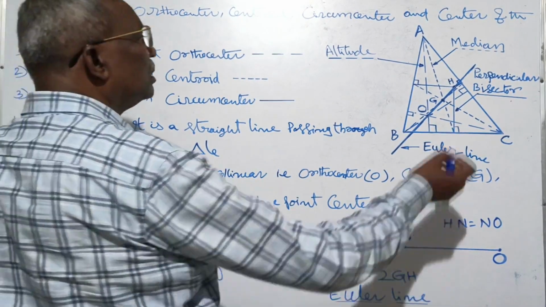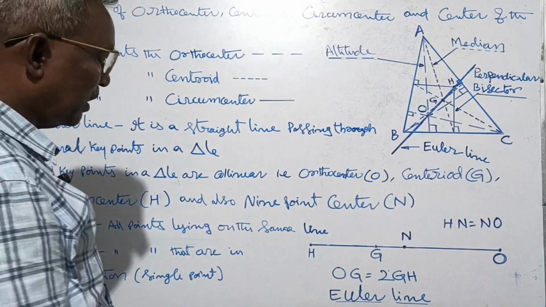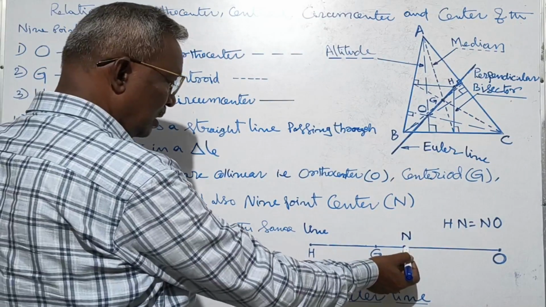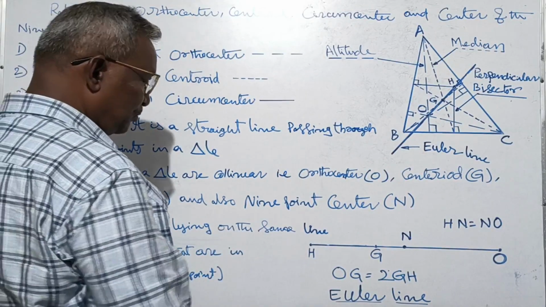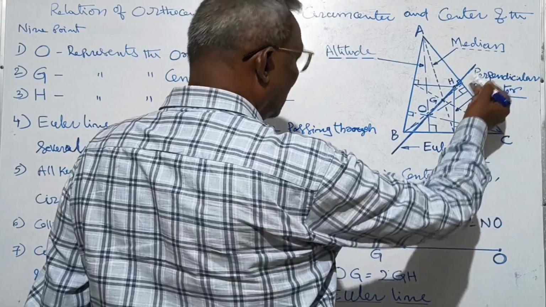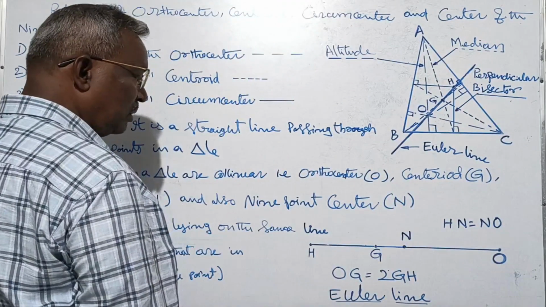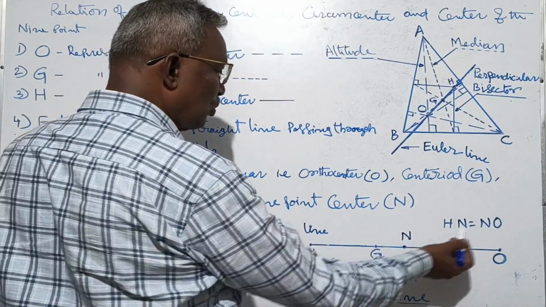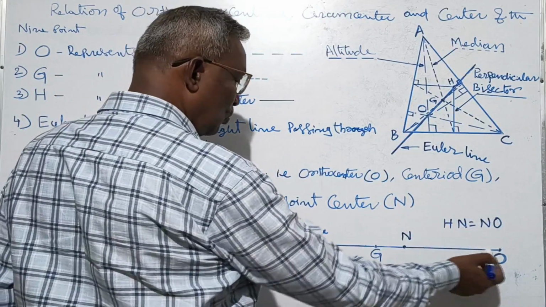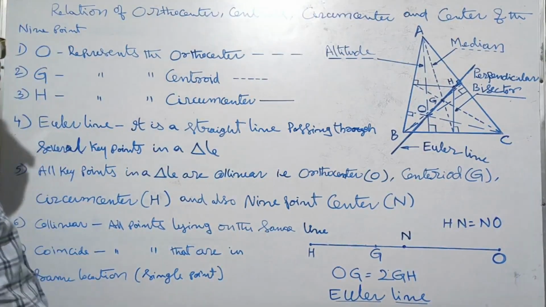Of course, center of the 9 points, that is N. That is midpoint of the O and H. So that is HN is equal to ON.